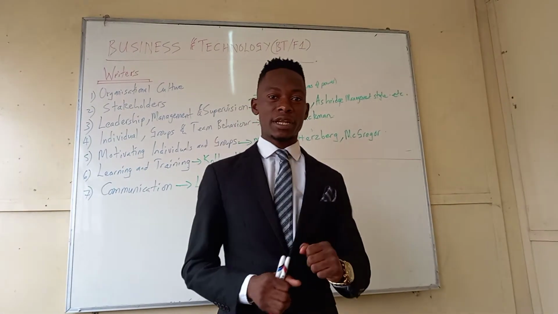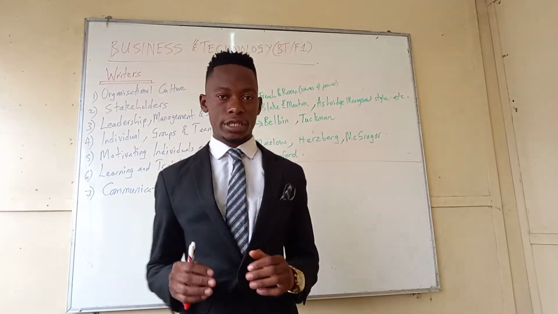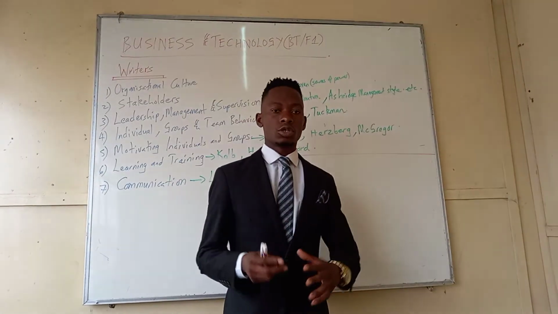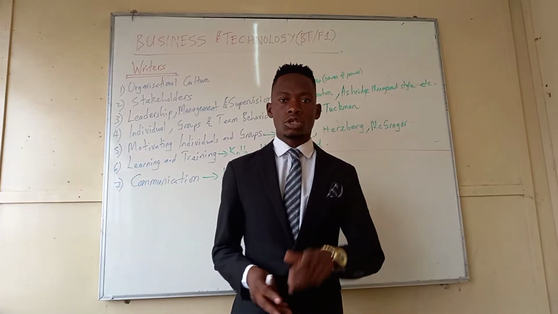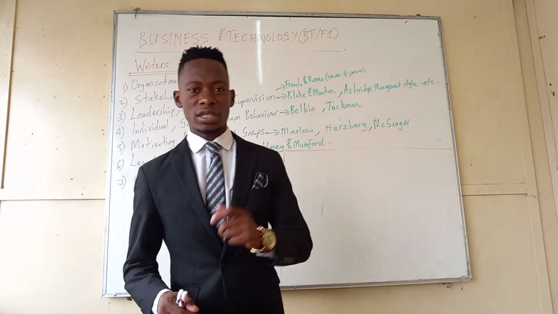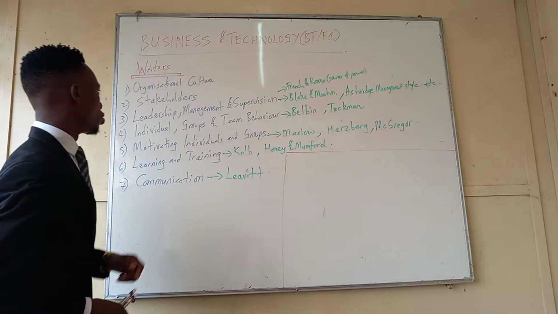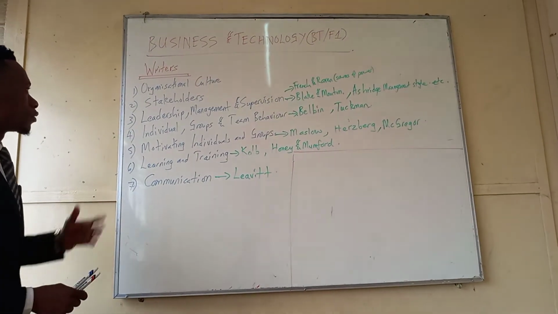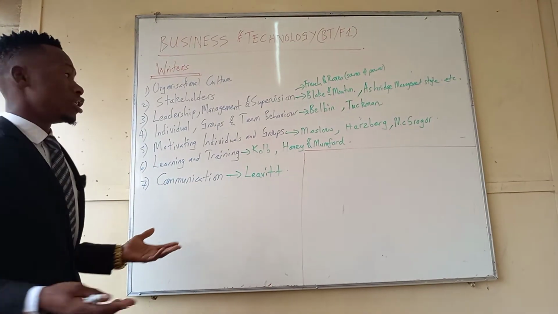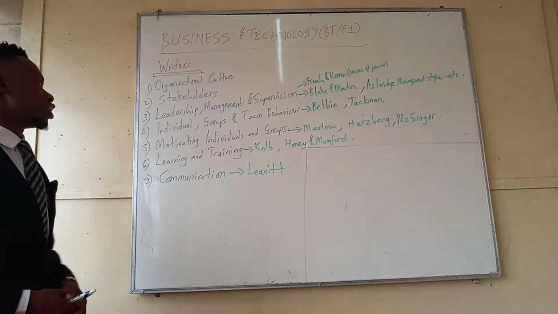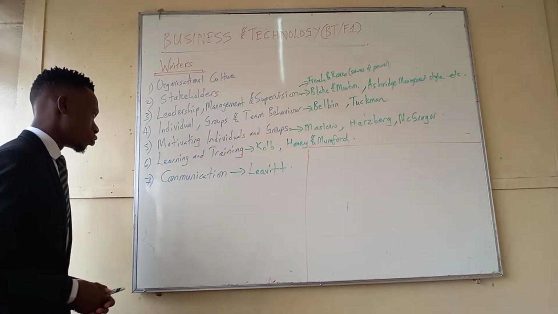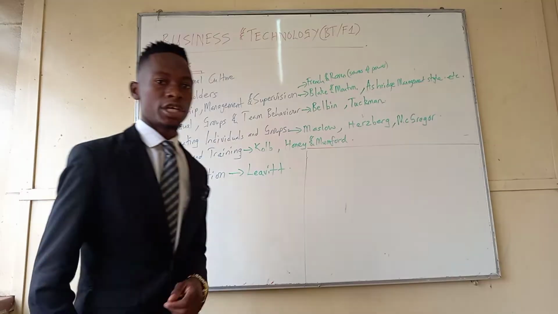Today I want to explain about the theorists, about the writers. What did they say? We do have different topics, so if you want to pass this paper, you need to know what the writer says. So what do they say on culture? What about the stakeholders? What about leadership, management, and supervision? We also have individuals, groups, and team behavior, motivating individual groups, learning and training, communication.